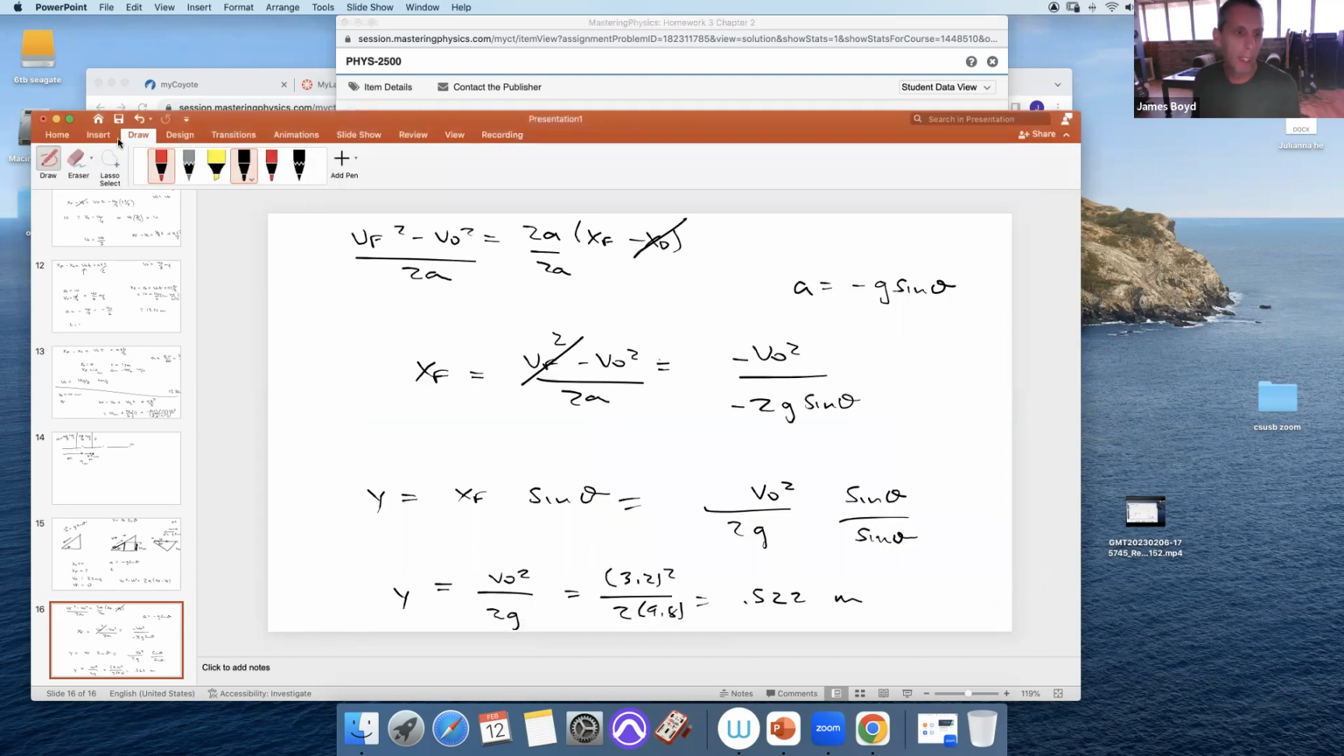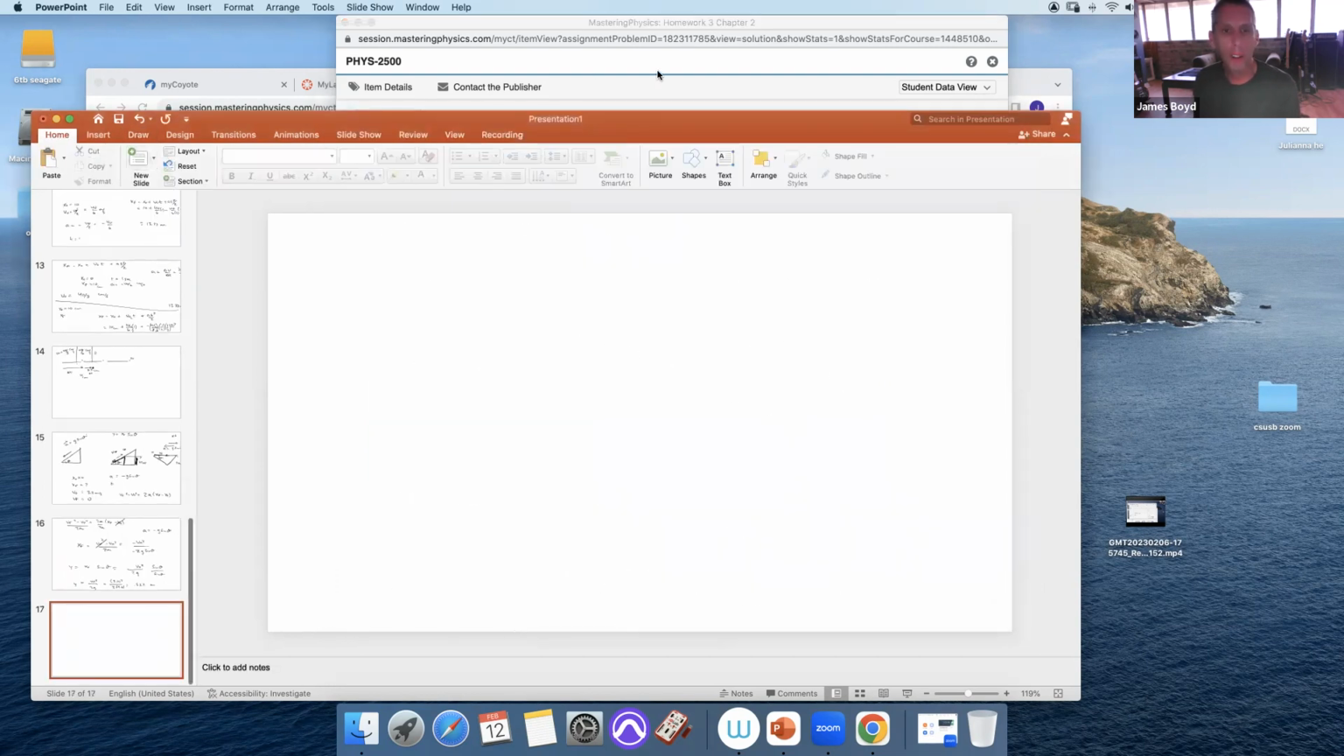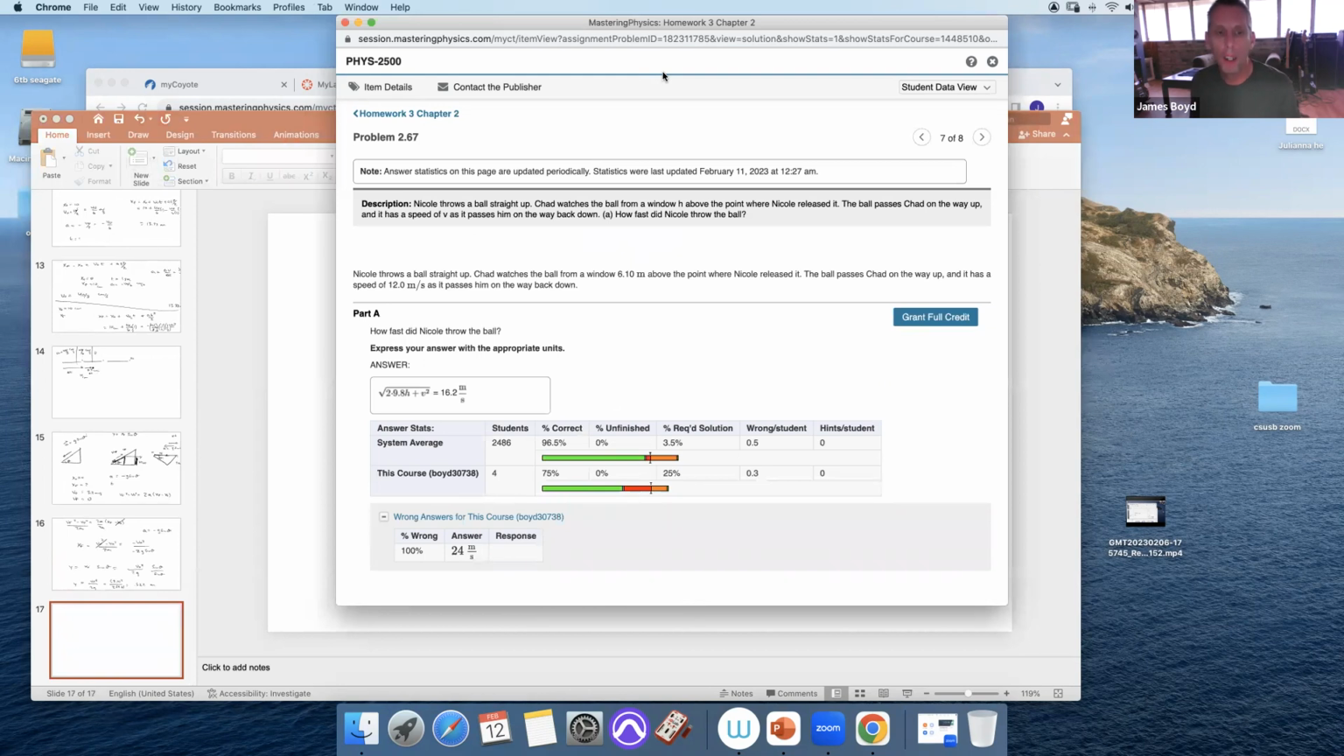Okay, so this next problem is the hardest type of problem we can have. Nicole throws a ball straight up. Chad is watching from a window 6.1 meters above the point where she releases it. The ball passes Chad on the way up and has a speed of 12 meters per second as it passes him on the way back down. So we want to know how fast did Nicole throw the ball.